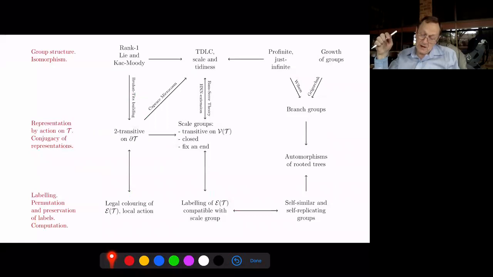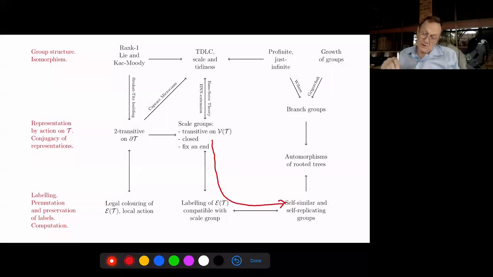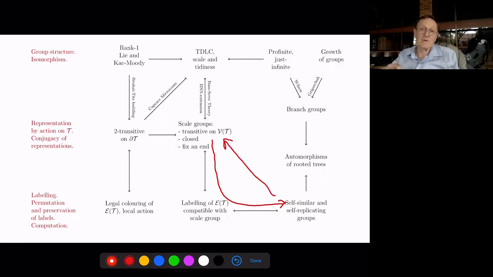Okay, so we've seen now that if we start with a scale group, we can obtain a self-replicating group. What I want to do next is go the other way, from a self-replicating group back to a scale group. So we'll see that there's a precise correspondence between scale groups and self-replicating groups.